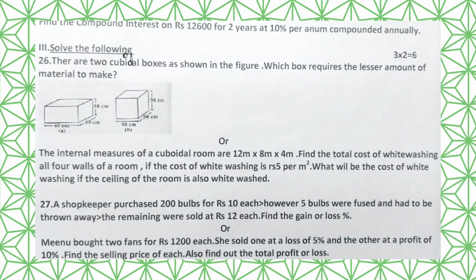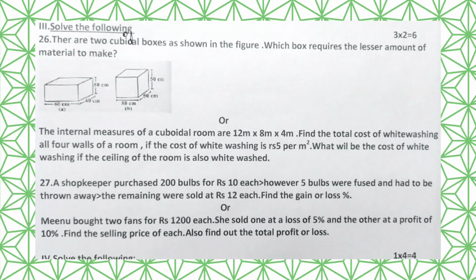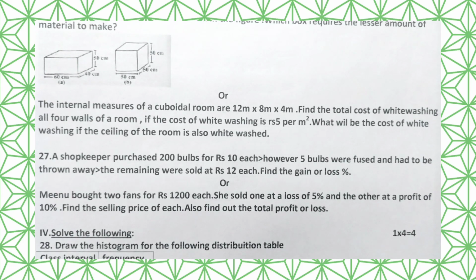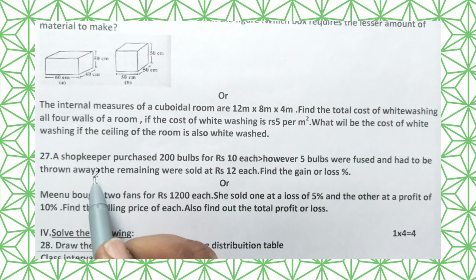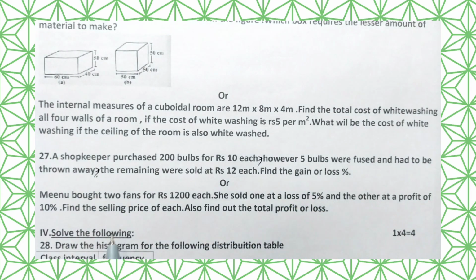So now after completing this one, we are moving to the next question, that is the 27th question. A shopkeeper purchased 200 bulbs for rupees 10 each. However 5 bulbs were fused and had to be thrown away. The remaining were sold at rupees 12 each. Find the gain or loss percent. There is another internal question inside it, so let us answer both the questions.